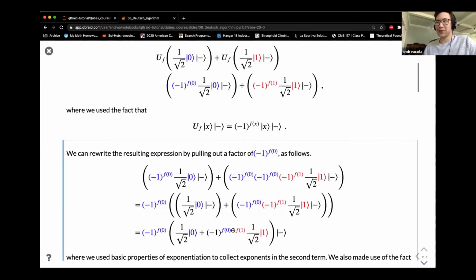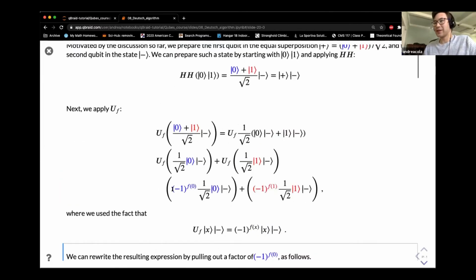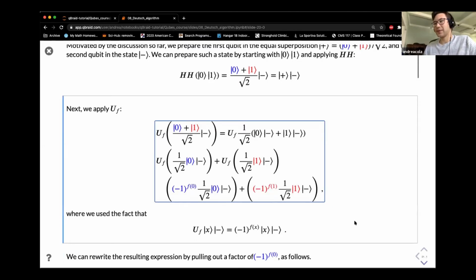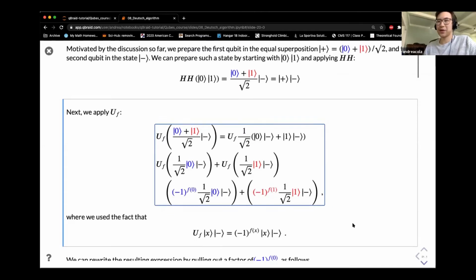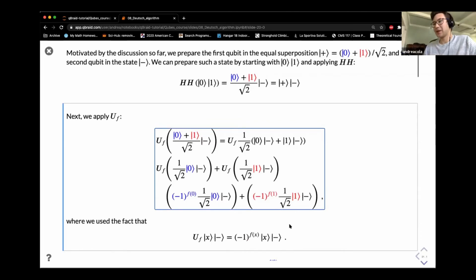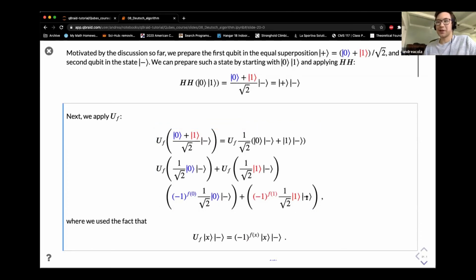So let me put it another way. Maybe this is simpler. Look at this state that we had here. Forget about the last calculation. Look at this state here. The second qubit is always in the minus state. So we can just pull together the first qubit, and this will be just -1 f of 0, 1 over square root of 2 ket 0, plus this -1 to the f of 1, and 1 over square root of 2 ket 1. You can ignore the second qubit because that's always in the minus state.